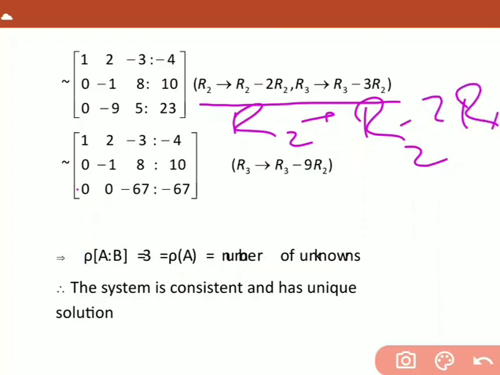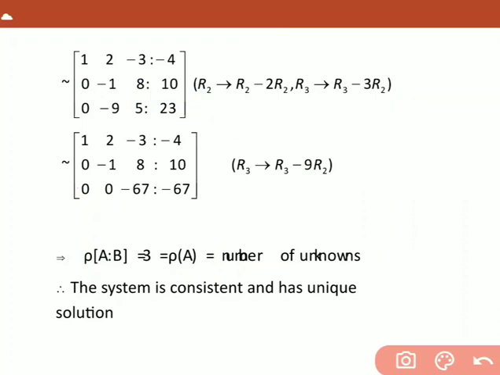Then you will get the second row here. Similarly, R3 changes to R3 minus 3 times R1. This one is not R2, it is R1. So you will get this third row. Next, again we want to make this remaining element 0, so for this we have to use another row operation.